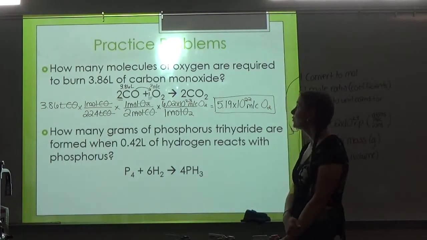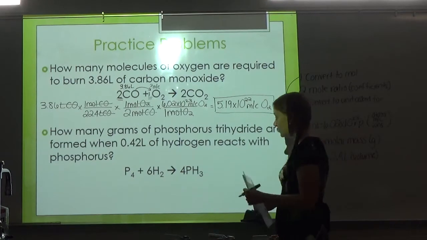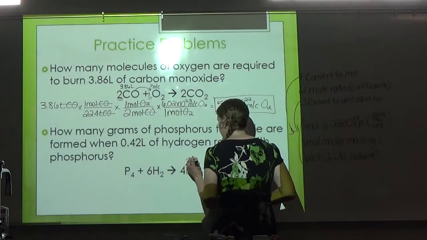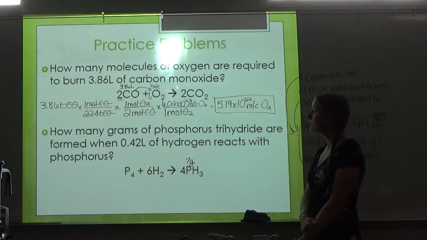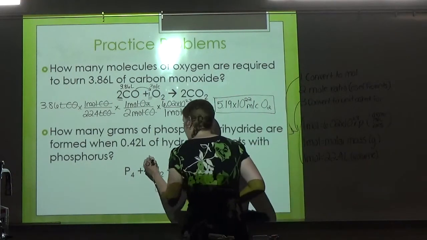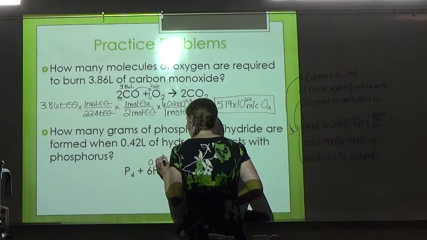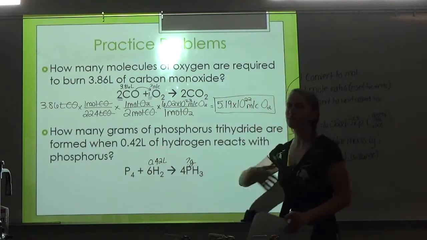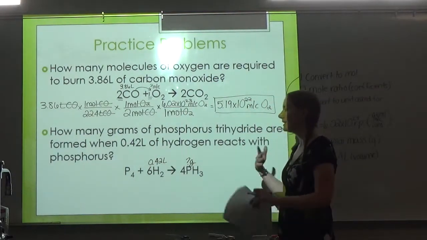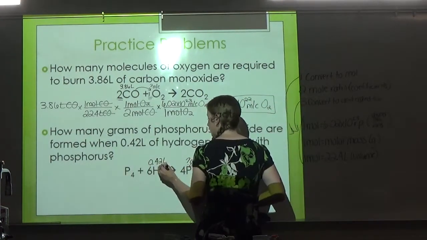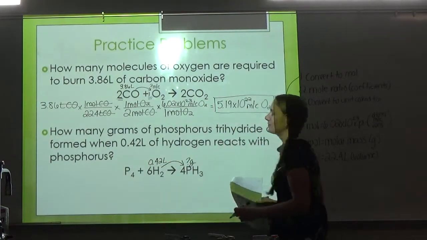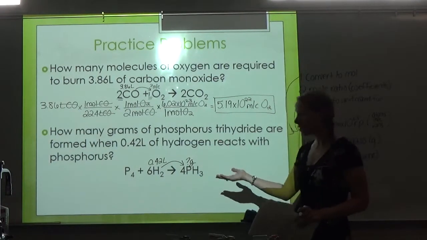So it says how many grams of phosphorus trihydride, so I'm looking for grams of phosphorus trihydride, are formed when 0.42 liters of hydrogen reacts with phosphorus. Now notice all it says is that it reacts with phosphorus. It doesn't give me a number or anything like that for phosphorus. So we're not worried about phosphorus. So we're just going from here to here. Alright, so as always, I just start with what I know.